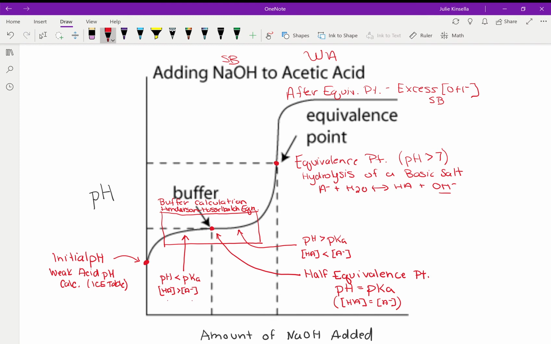So you can see with these calculations, we're putting everything together that we've been doing the last couple of weeks. We have our weak acid calculation at the start. We have our buffer calculations between our initial pH and our equivalence point approximately. We have our hydrolysis of a salt at our equivalence point, and then we have the excess strong base calculation. Okay, so we're going to be walking through these calculations, but I just want you to have an overview and a summary of what we're going to be doing in the next video to start.